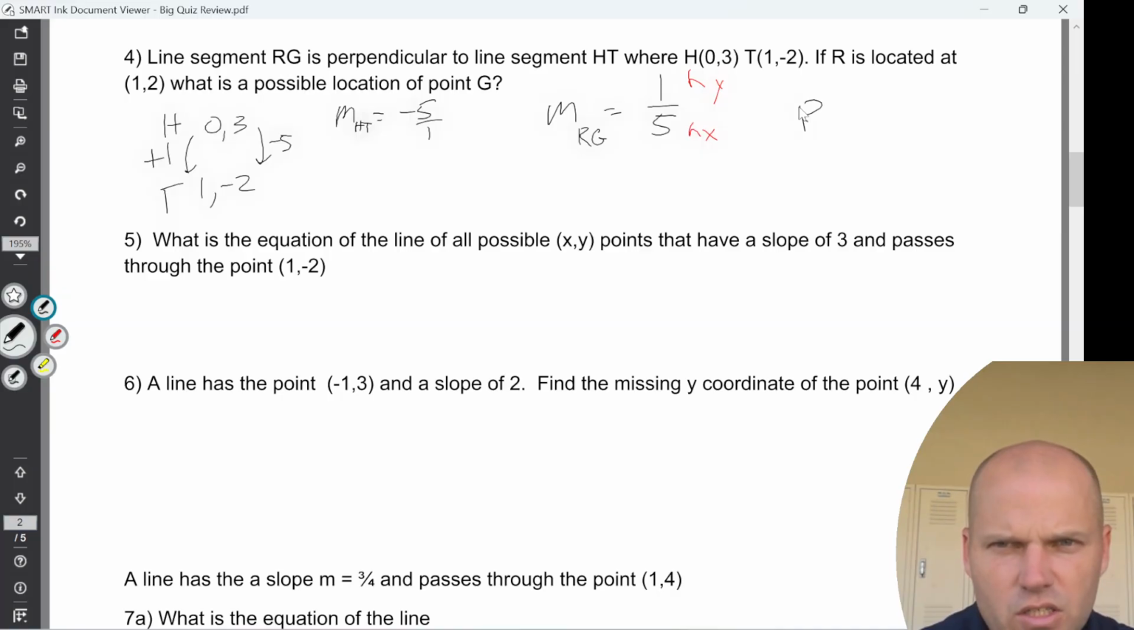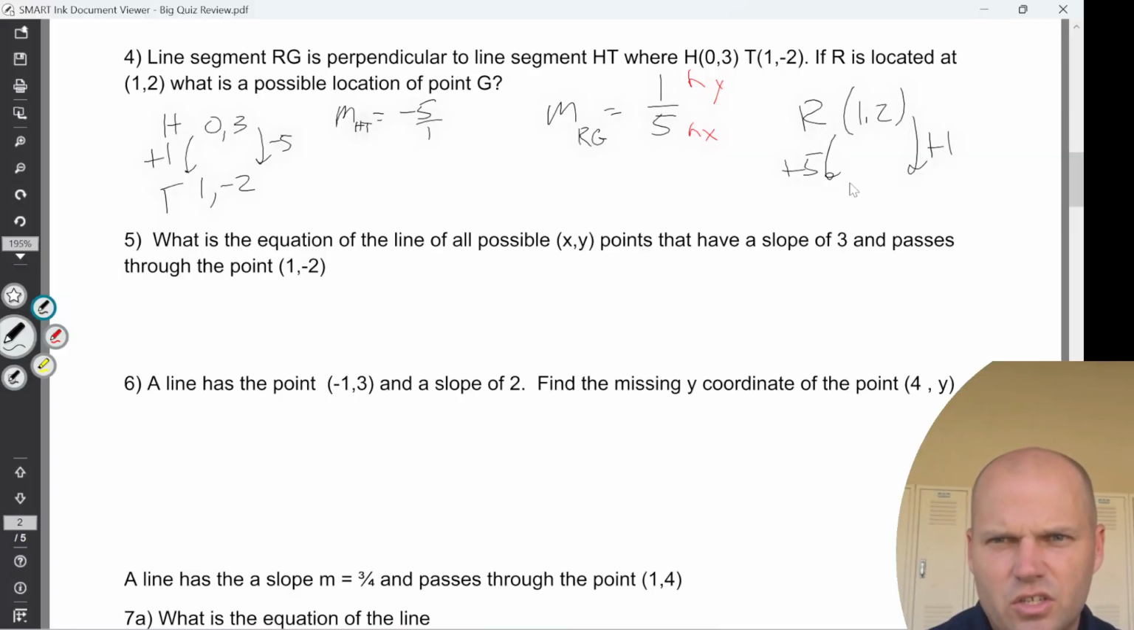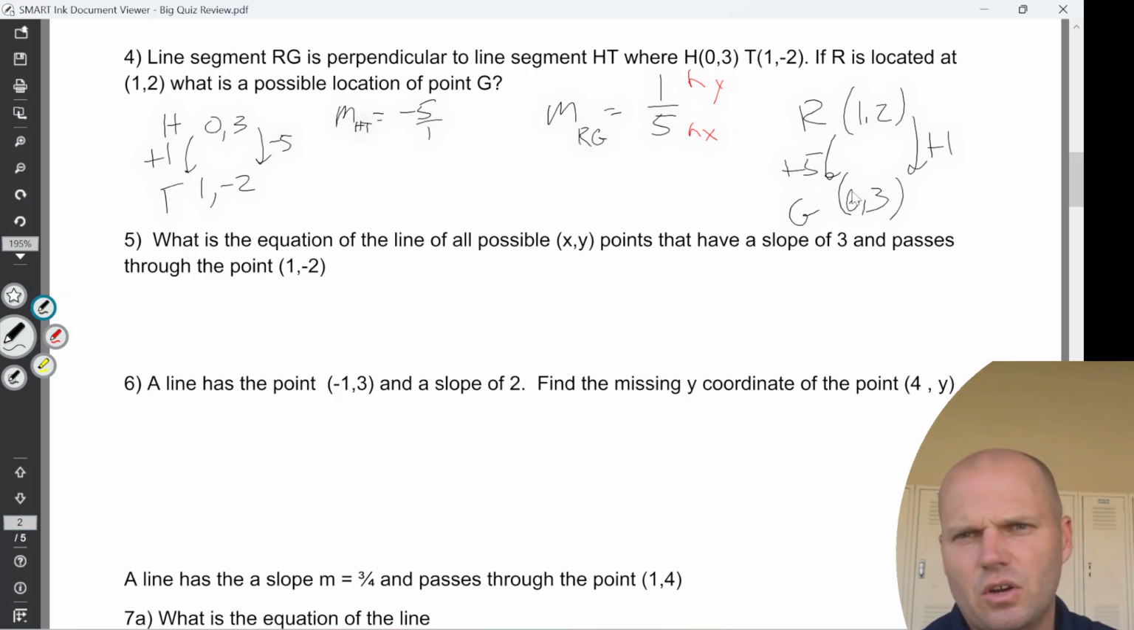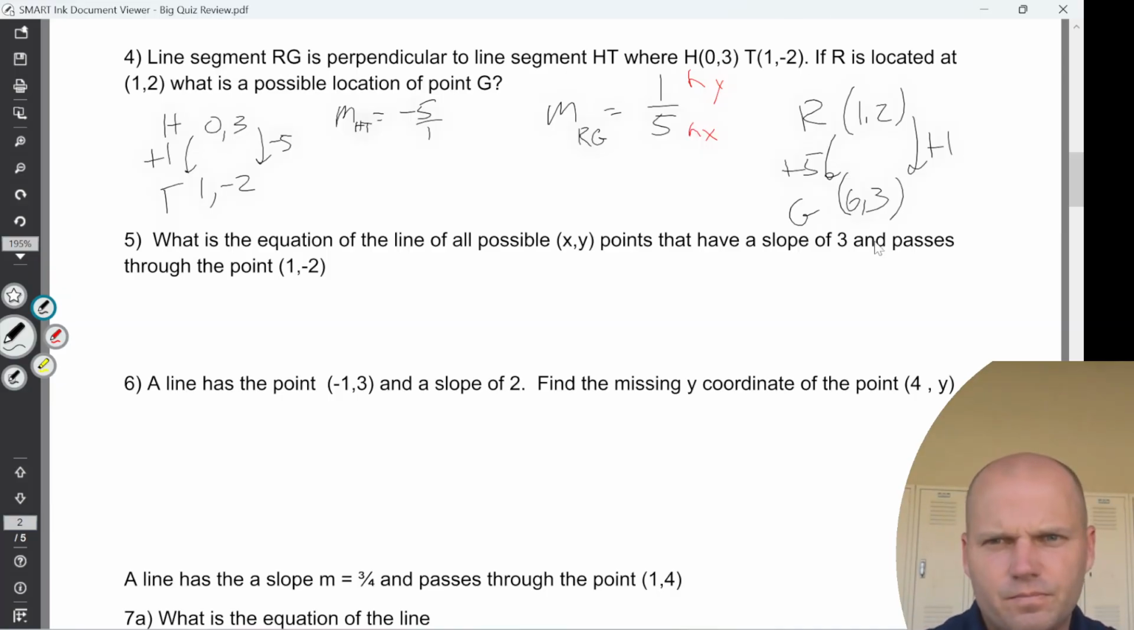If R is located at 1, 2, I will apply my y change and my x change to get G's location, which is 6, 3. That's a possible location of G. We could also go in the other direction if we wanted to.